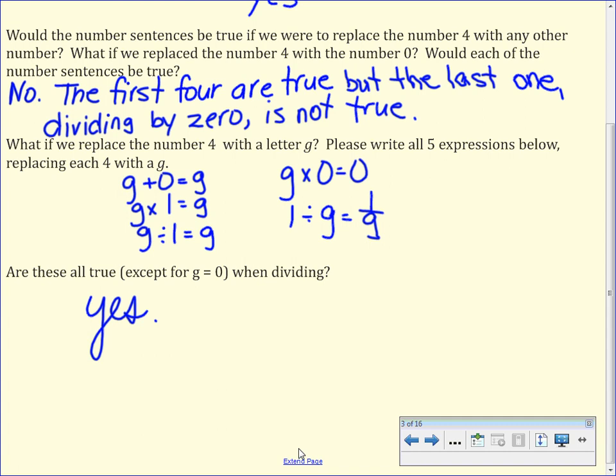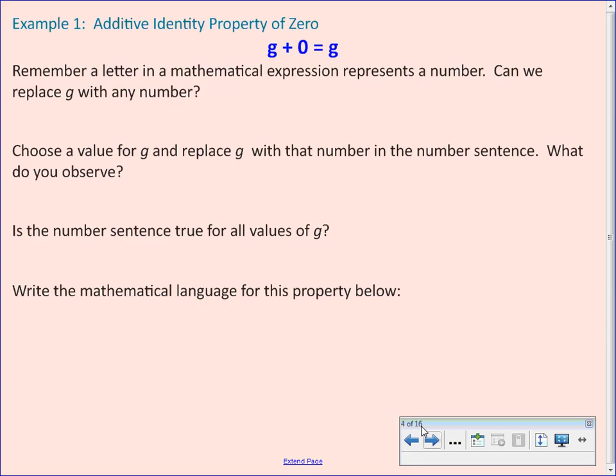Now, each one of these examples is a property. So we're going to look at each one of these number sentences a little more closely and see if we could come up with some statements or truths or claims or theorems. Sound like fun? Well, we're doing it anyway. Okay, ready? The first example is the first sentence, G plus 0. Let's look at this one a little more closely.